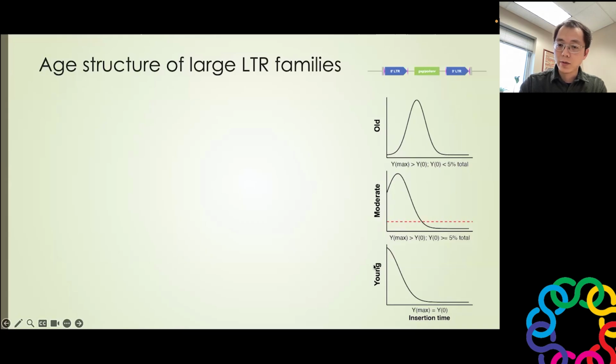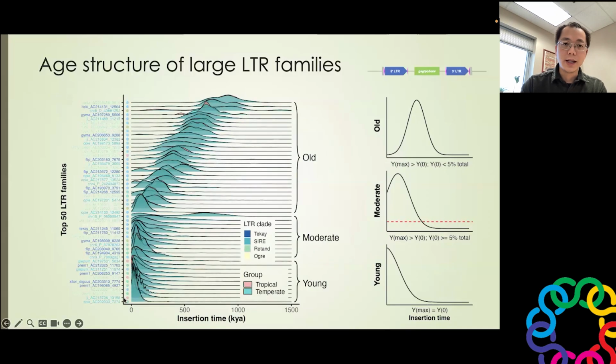This pattern we call the young family. This family has most of the LTRs very young, almost zero age. Then a moderate family has some very young individuals, but the peak is older than zero. And the old families don't generate many young LTRs. Basically, they are not active anymore, and their peak was in the past. So we classified them in the three groups, and also looked at the age distribution of the top families.